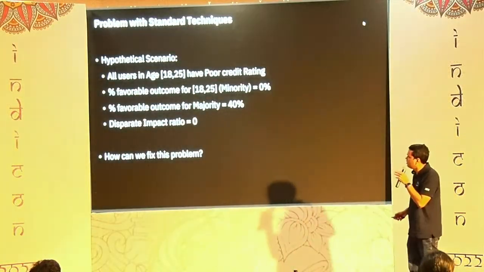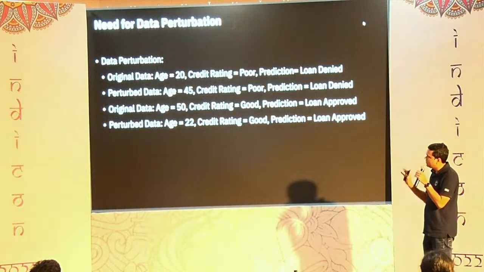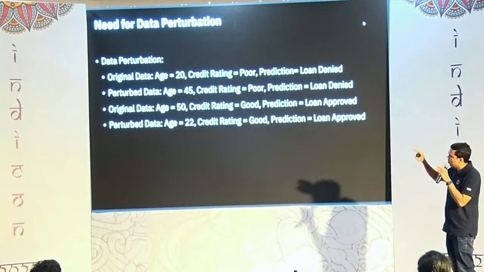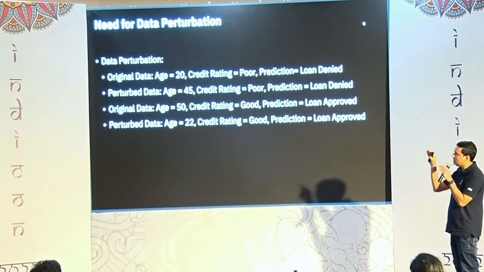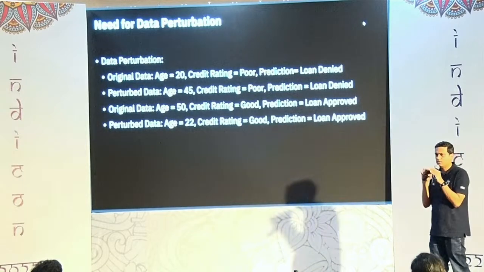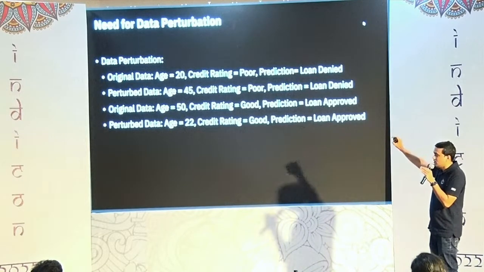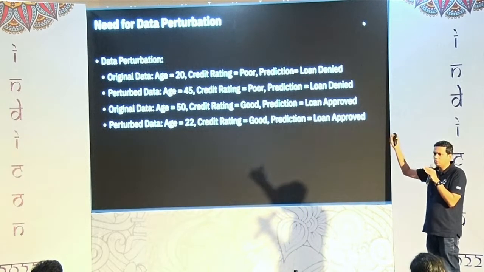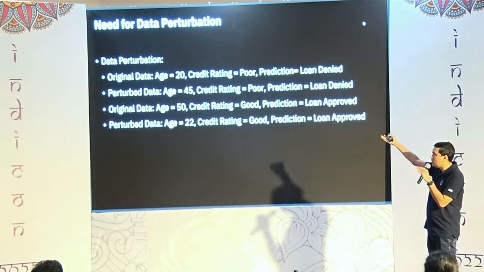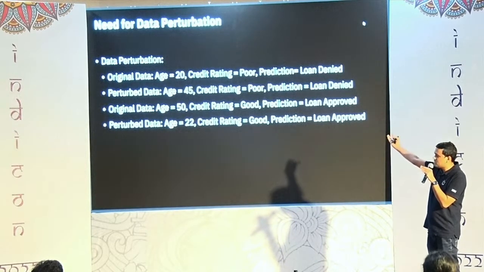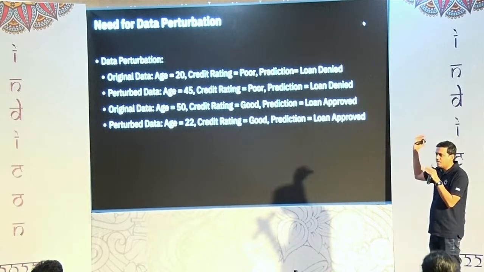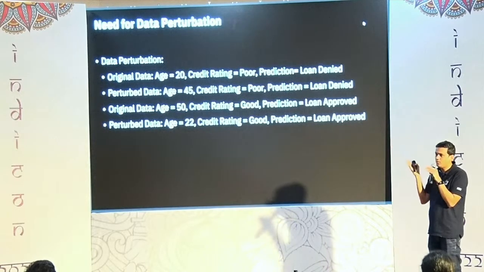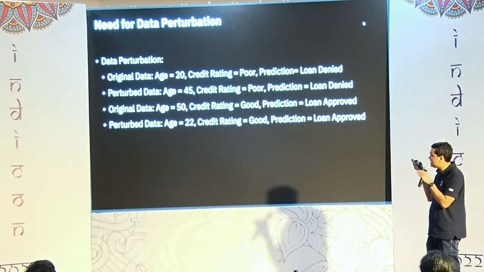The way we did that was we came up with a new technique which is based on data perturbation. The idea is the following. Let's say that the model got a loan application from a 20-year-old person who had a poor credit rating, and the model said, obviously, loan denied. We flipped the fairness attribute. So we changed the age of the person from 20 to some random majority value, let's say 45. And with the rest of the features remaining the same, we send it back to the model and see what the model predicts. Now, if the model is not biased, because this 45-year-old person has a poor credit rating, it will say that the loan is denied.